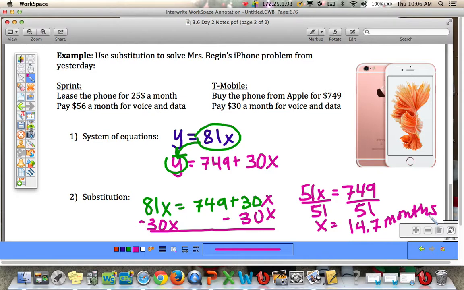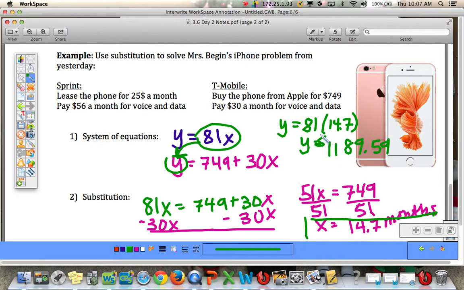And if I keep that number in my calculator, I can calculate the actual cost. So at this time, the two phone plans were tied. You've paid the same amount, and to get that amount, you plug into y. Y equals, you can use either equation. I'll use the top one. 81 times our 14.7. And I have my last answer in my calculator, so it's going to be a little bit more accurate, but I'm going to multiply my last answer times 81, and I'll get 1189.59. So what this means is that at 14.7 months, I've paid the same amount in each plan. And then at that time, T-Mobile, which was more expensive because of the upfront cost of the phone, becomes cheaper.